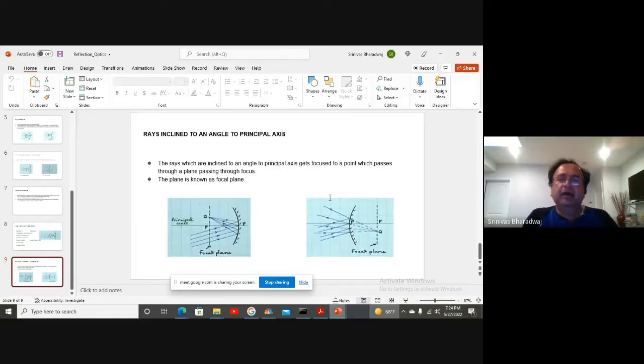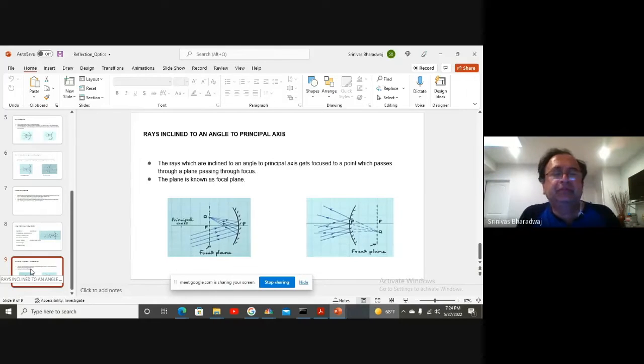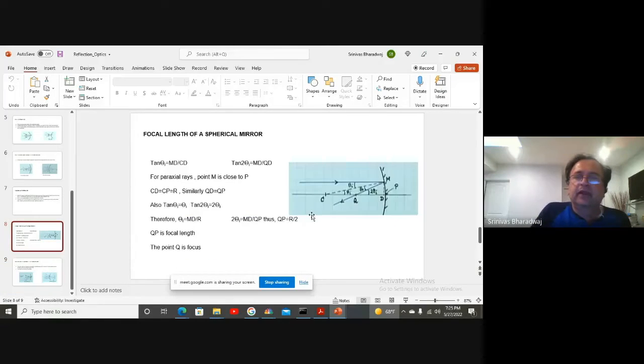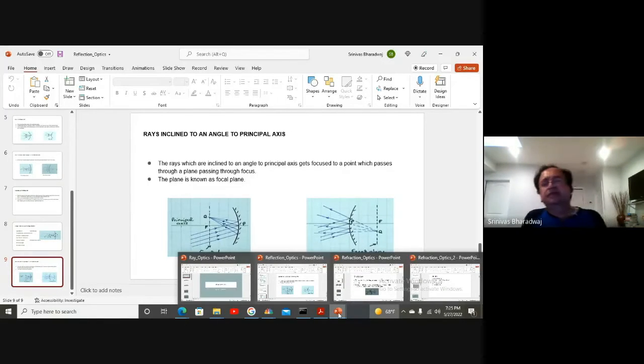So remember the important rule: 1 by v plus 1 by u equals 1 by f. So which is v, which is u, which is f? Typically, u is the distance from the real object to the mirror. v is the distance from the image to the mirror. f is the focal length. What is the focal length? The focal length is QD. So 1 by v plus 1 by u equals 1 by f. So focal plane. Ray optics is very simple and it is similar, right?